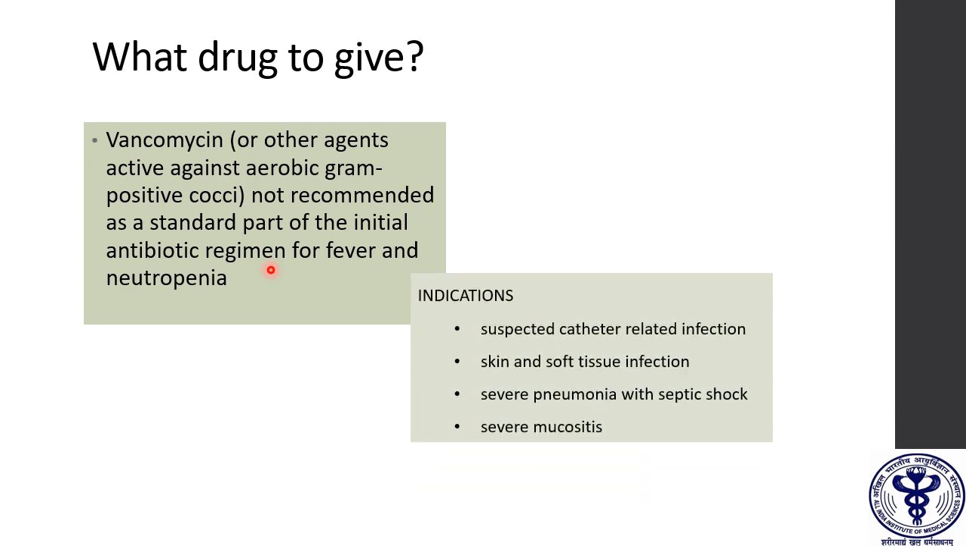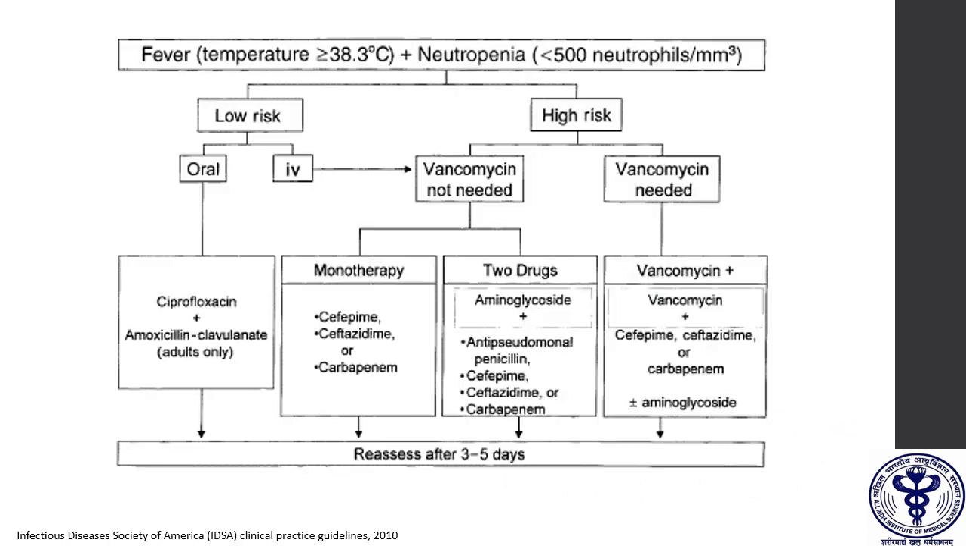Again, there are specific indications for when to start gram-positives. In these cases, these are suspected catheter infections, skin and soft tissue infections, severe pneumonia with shock, and severe mucositis. So this we have basically discussed. It's in a flowchart form.